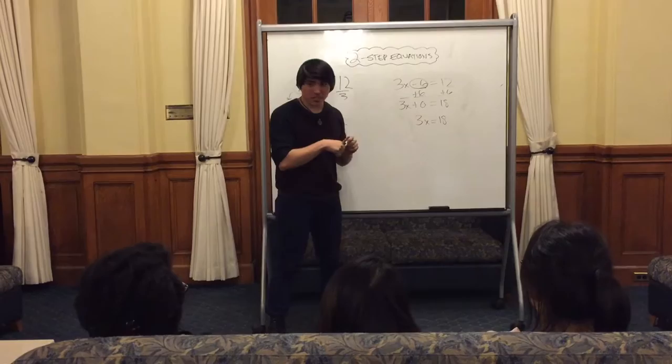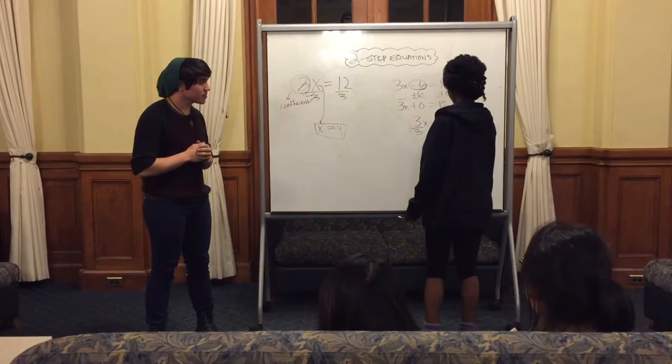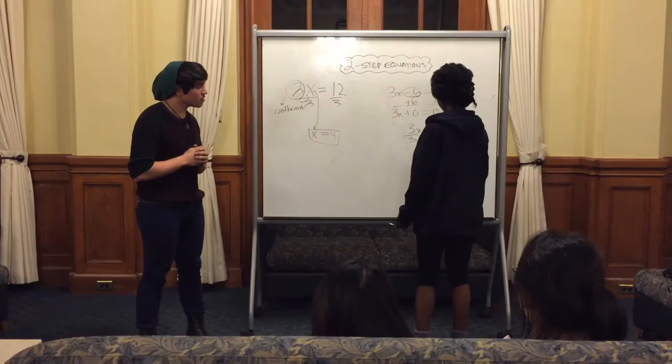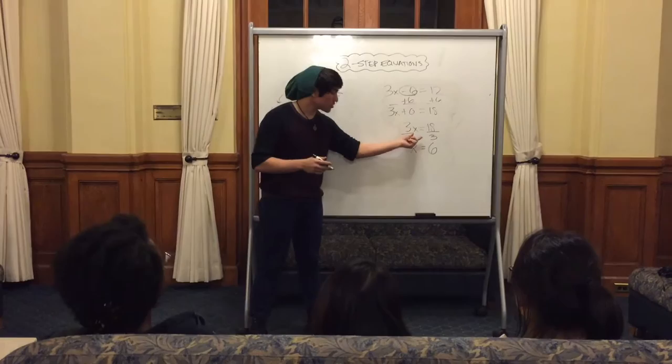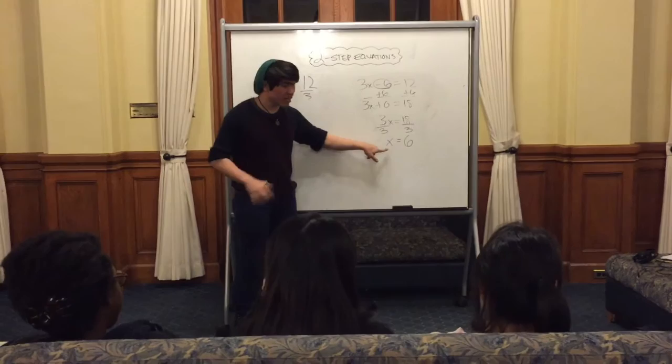Okay. Awesome. So, what you did was to divide by 3, and we did it on both sides. Yep. So that's 1, and this is 6. Yeah, so like Lena just did, we divide by the coefficient on both sides, and we get x by itself equals 6. So just to summarize, our first step was to get rid of the extra number, and our second step was to get rid of the coefficient so we can have x by itself over here, right?